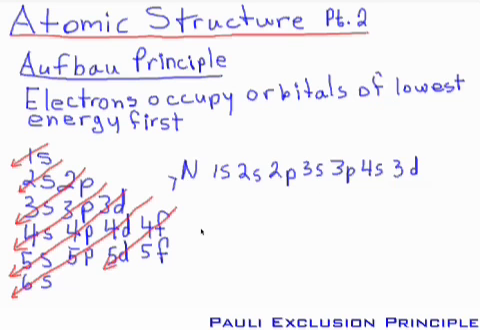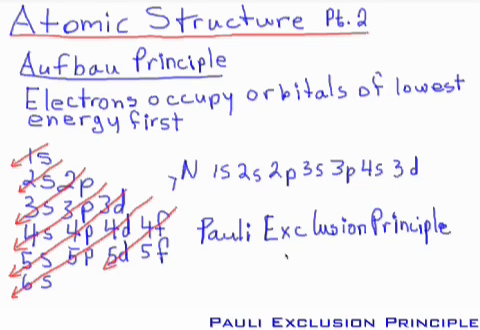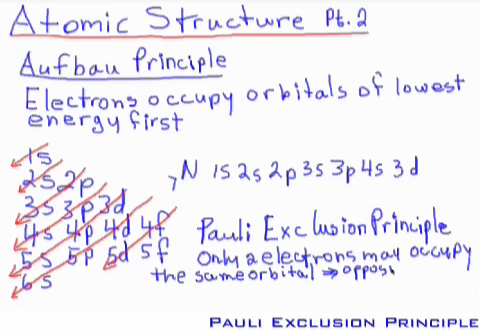This is actually called the Pauli Exclusion Principle. The Pauli Exclusion Principle states that only two electrons may occupy the same orbital. Now you can have less. You can have 1 electron in an orbital, but never more than 2. And the spins must be opposite spin.